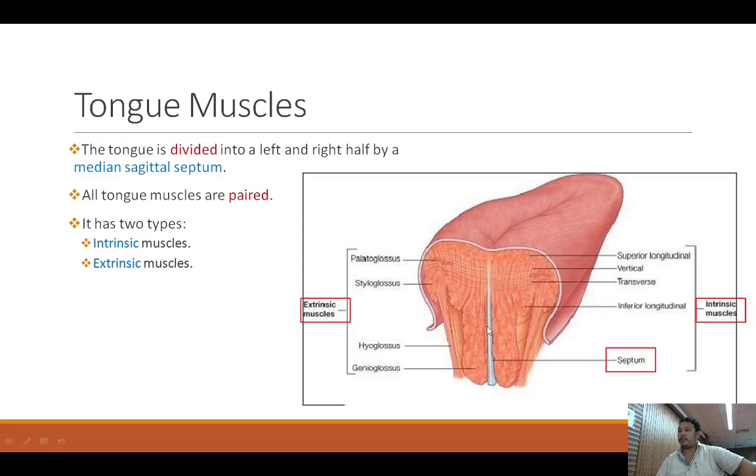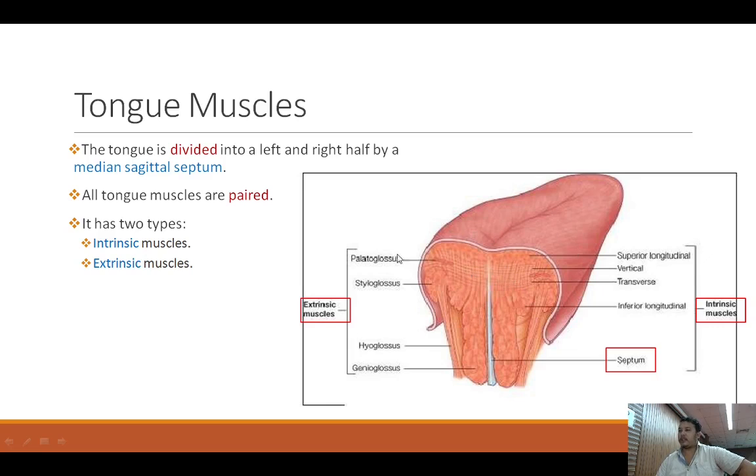So the intrinsic muscles are the superior longitudinal, which is along the length of the tongue, then vertical, which run from the superior to the inferior surface, then transverse, which are the horizontal muscles. There is one septum in the middle of the tongue, which divides the tongue into two halves, and all these muscles are inserted into this septum. So these are the intrinsic muscles, which are present inside the tongue.